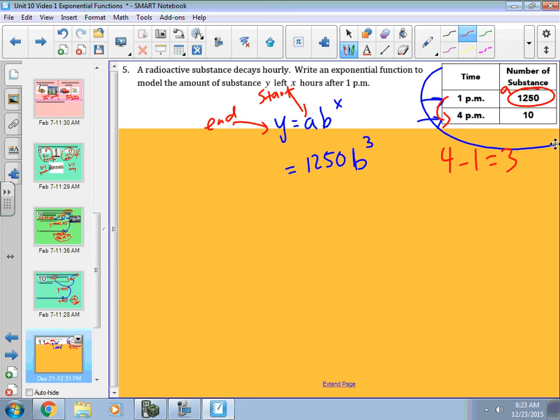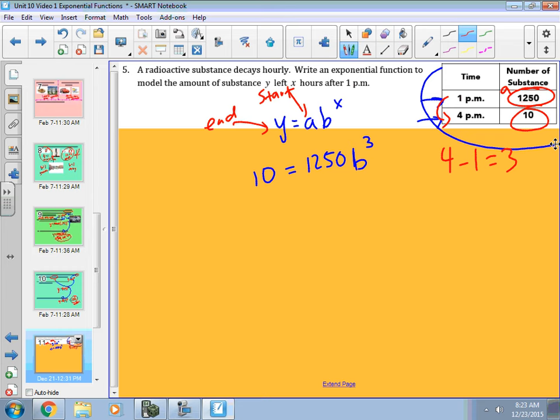We also know our ending value. They told us what it was after those 3 hours. It was 10. So 10 is our ending value. That's going to go in for y. So in this problem, we're actually going to have to solve for b. We've got to figure out what b is. So we want to get that b by itself.